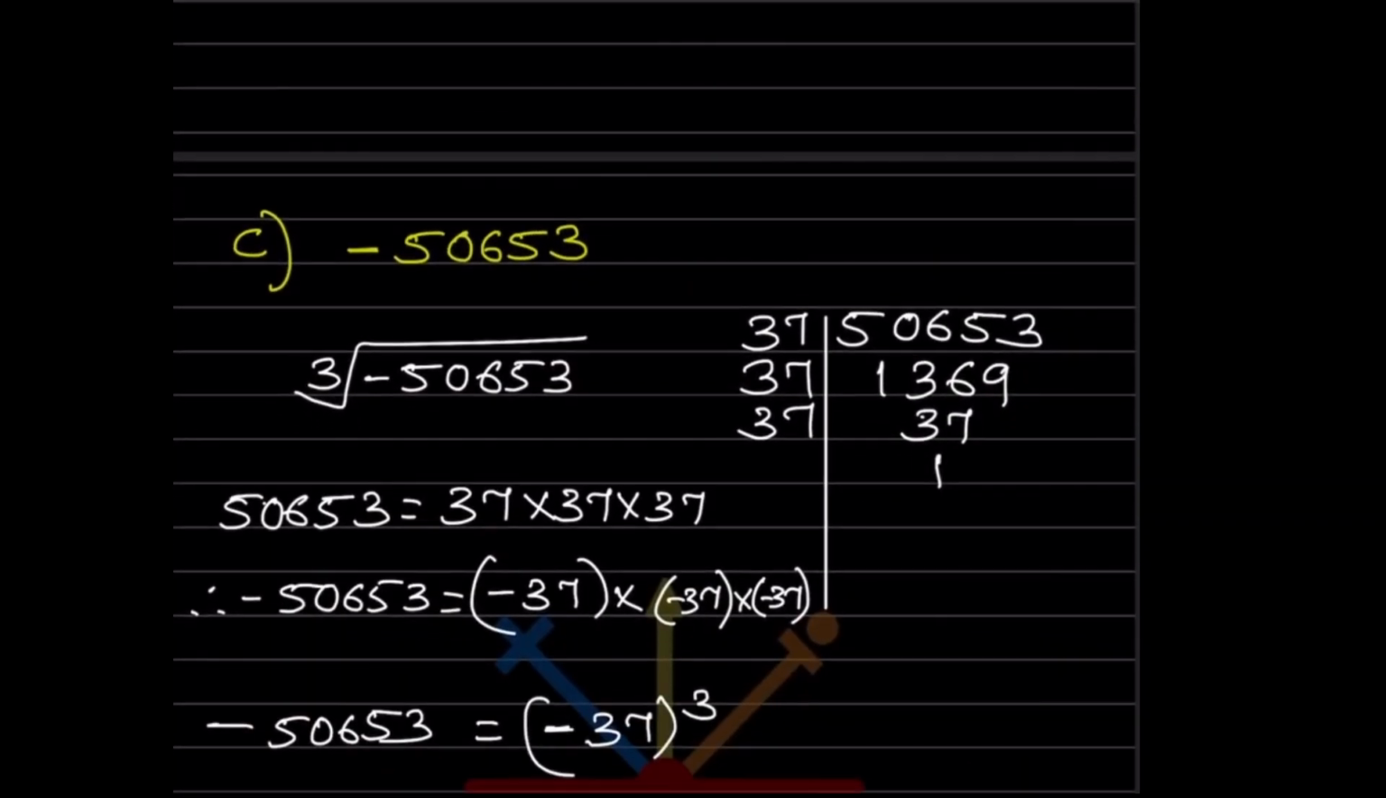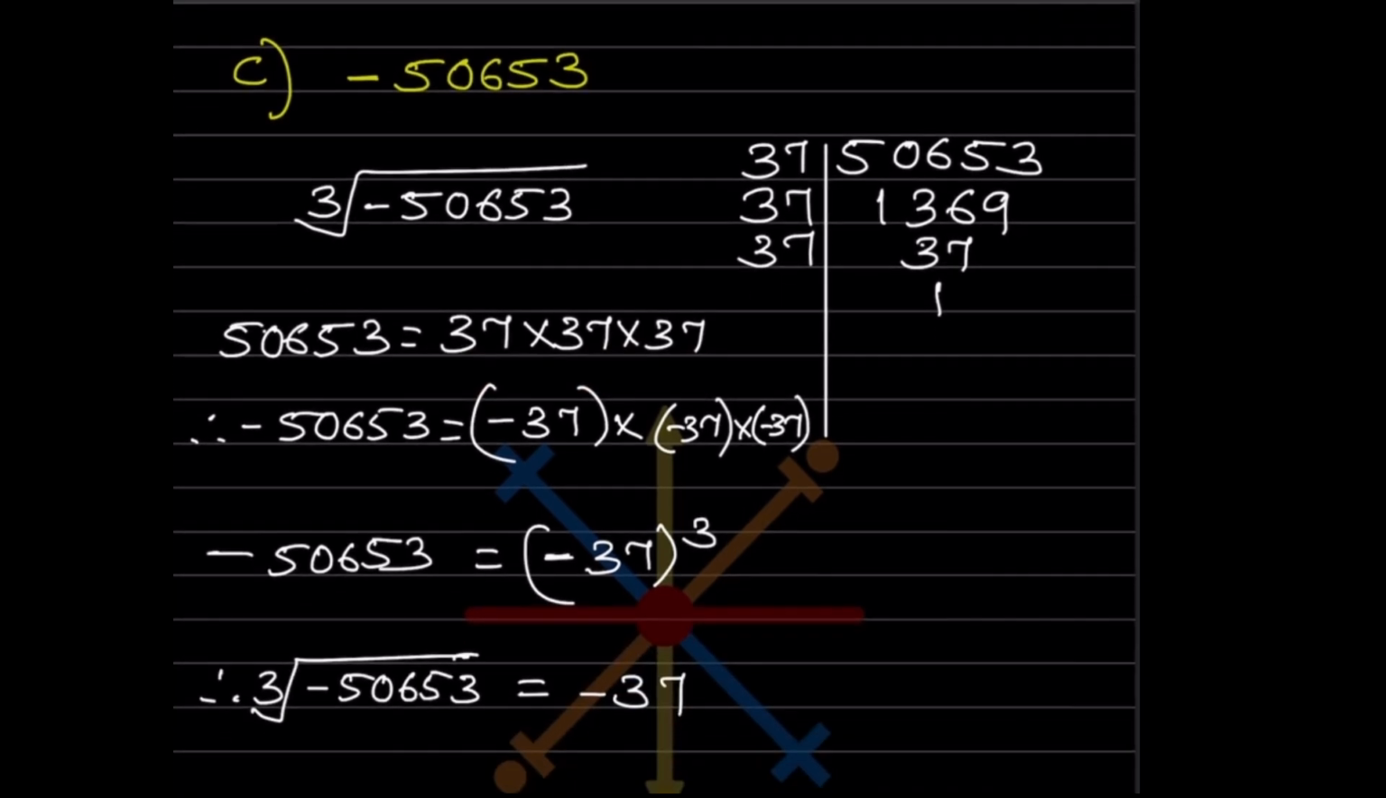Now here again we will just ignore the negative sign first. So these are the factors for 50653. So if you take minus 50653, it is going to be minus 37 into minus 37 into minus 37. So that is going to be minus 37 cube. Therefore cube root of minus 50653 is going to be just minus 37.